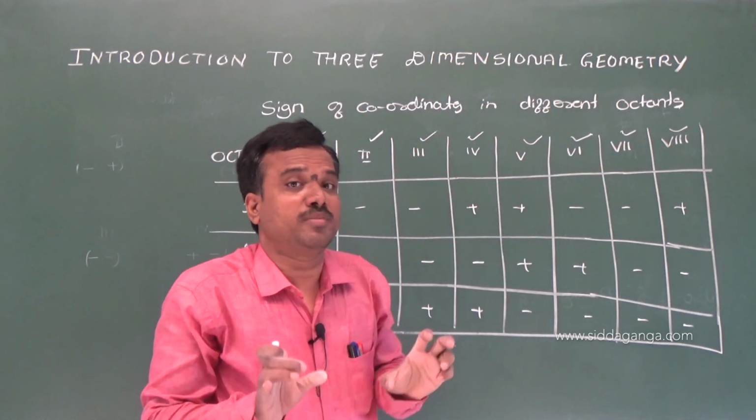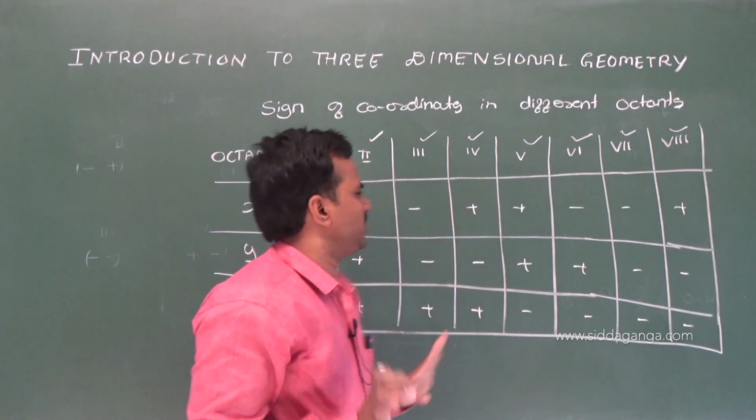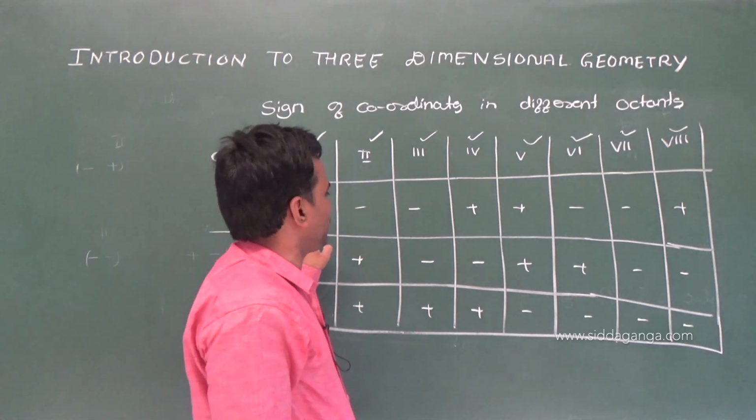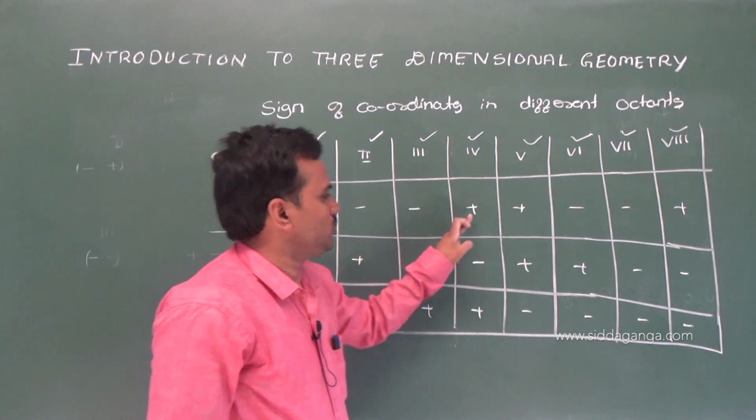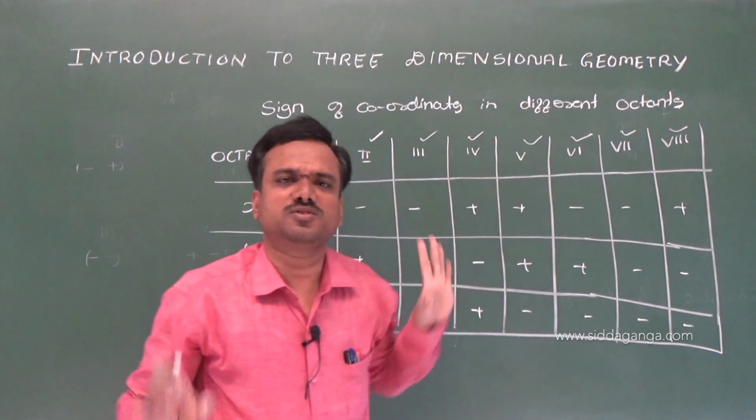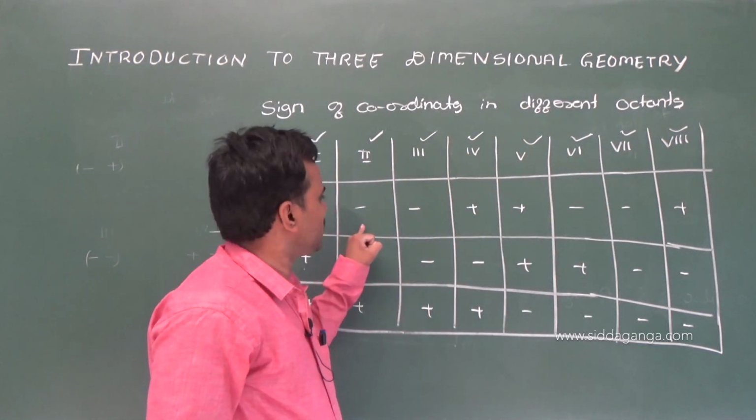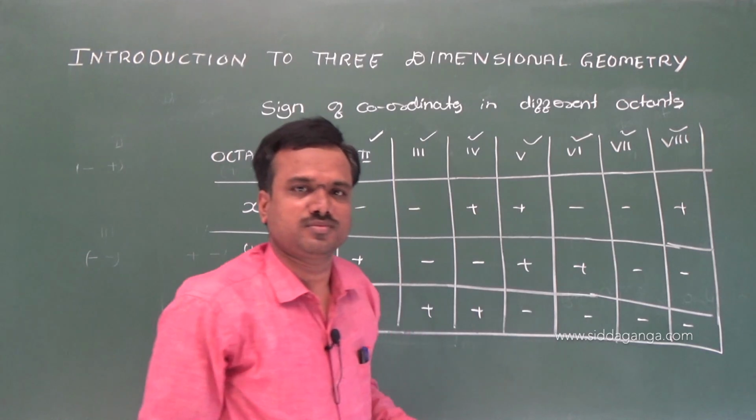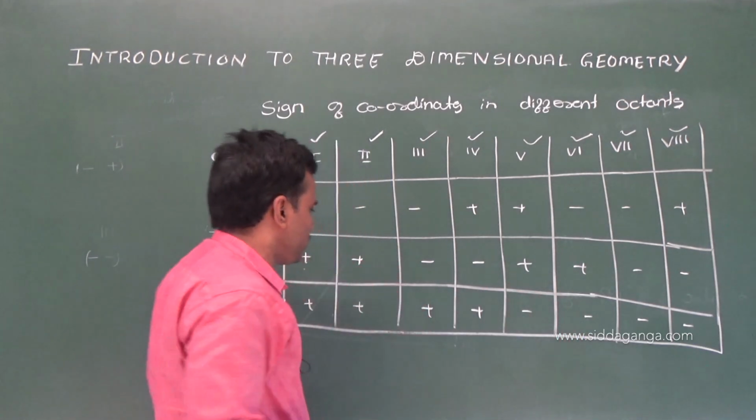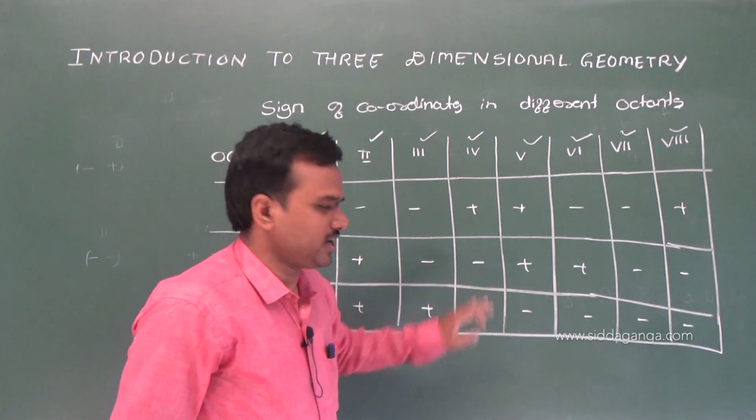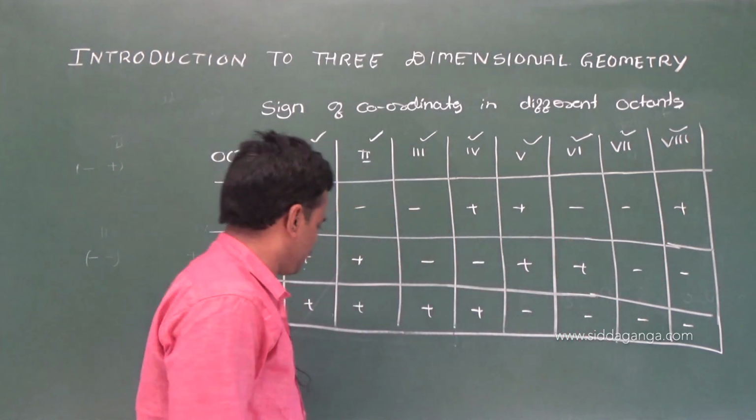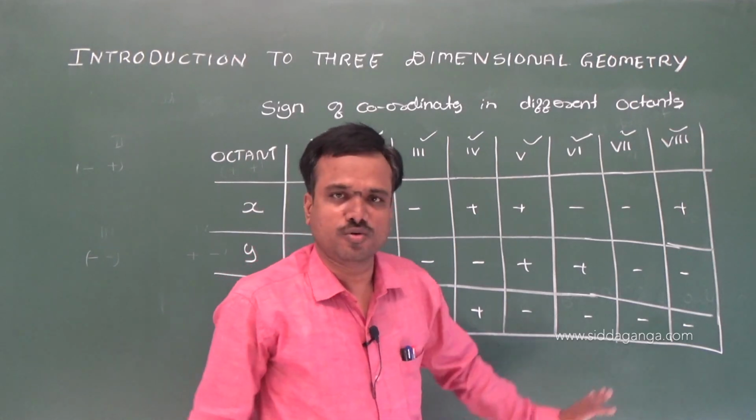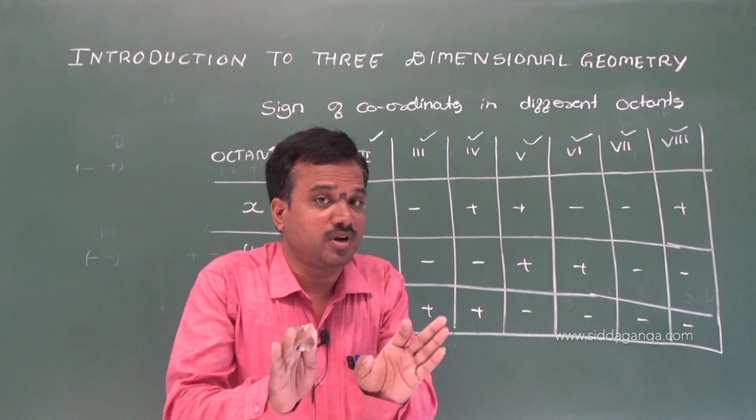Sir, how to remember this table? Yes, it is a very easy method. For x, first write plus, then write 2 minus, 2 plus, 2 minus, plus. This is the x coordinate done. For the y coordinate, 2 positives, 2 negatives, 2 positives, 2 negatives. For the z coordinate, 4 positives, 4 negatives. Correct? This is a very important table.